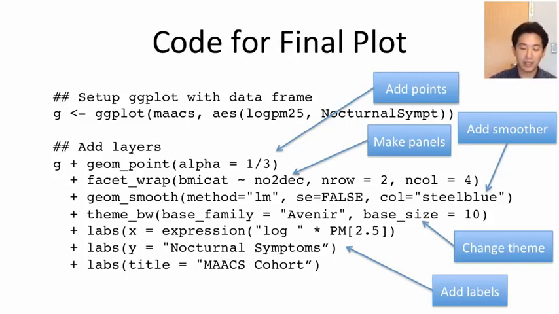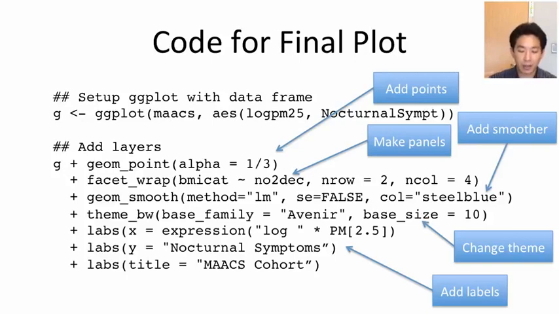And then I add a smoother using the geom_smooth, where I specify the lm method, and I turn off the standard error bars. I changed the theme to be this black and white theme, and then I modified the font to be Avenir instead of the default. And I've also made the font a little bit smaller to be 10 points instead of the default 12. And then finally, I've called the labs function 3 different times to change the labels: the x label, the y label, and the title of the plot.